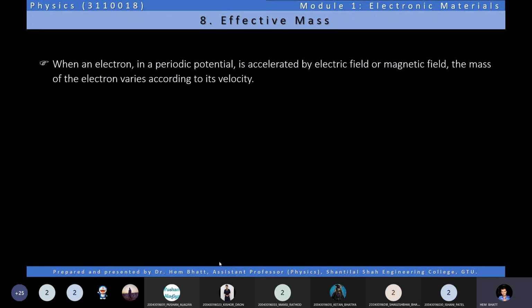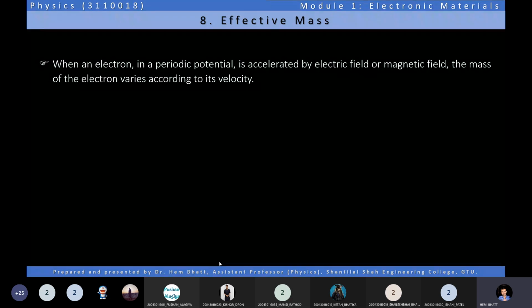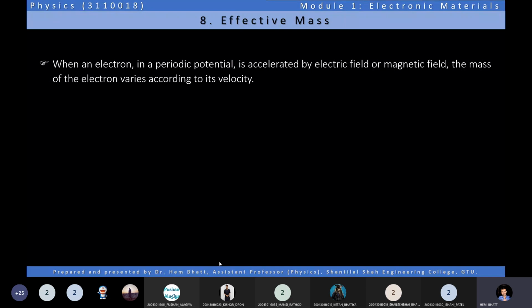When an electron... First look at the whole slide, then I will give you time to write, then we will go to the next slide. First understand this slide. When an electron in the periodic potential is accelerated by electric field or magnetic field, the mass of electron varies according to the velocity.